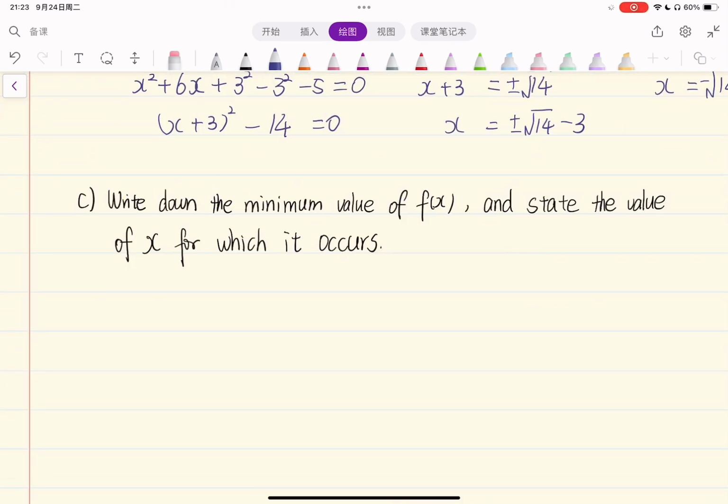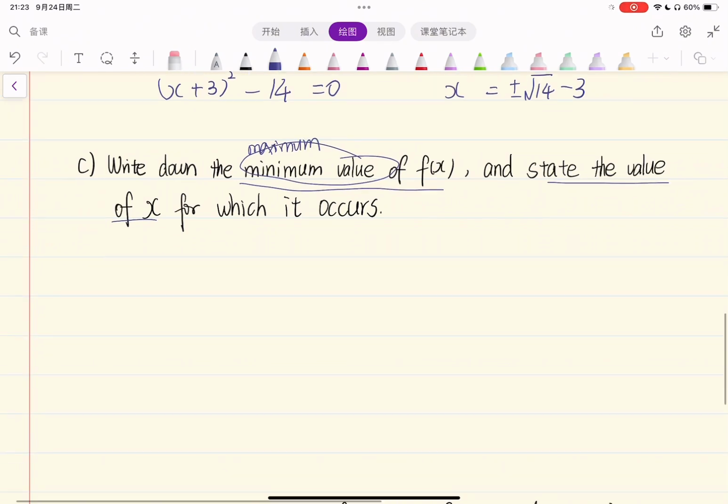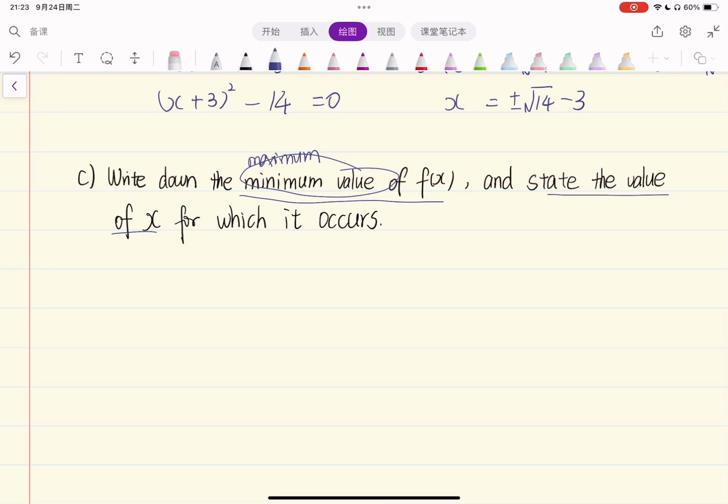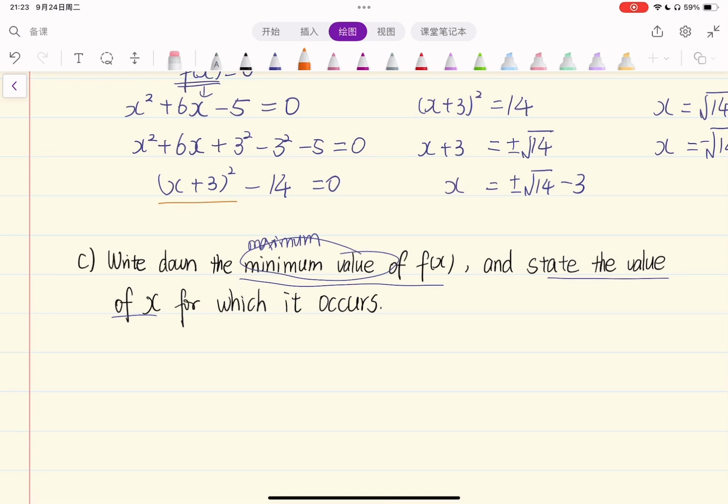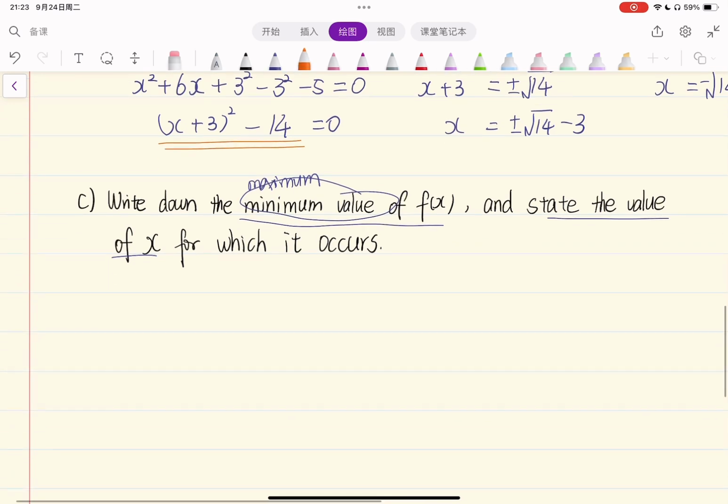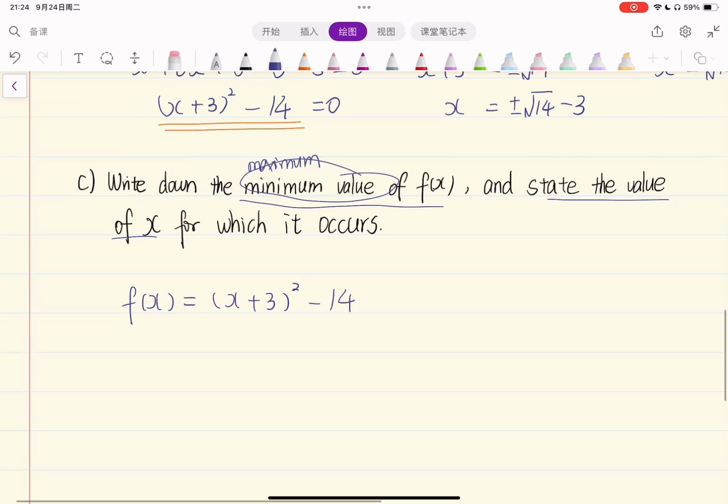Now let's move on to part C. In this question, it asks you to write down the minimum value of f(x) and state the value of x for which it occurs. When you see questions asking about the minimum or maximum value of a function, what we need to do is complete the square of the function. In the previous question, we have done the completing the square, which is (x plus 3) squared minus 14. And then we can write f(x) equals (x plus 3) squared minus 14.